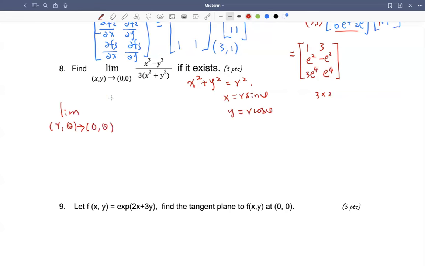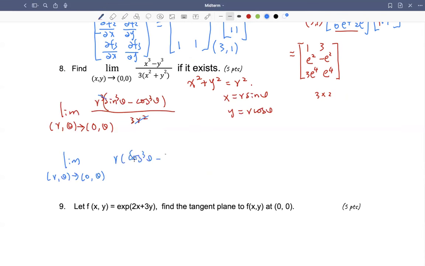So we have r cubed sine cubed theta minus, let's factor r cubed, minus cosine cubed theta in the numerator. And in the denominator, we just get 3r squared. Right? Now we can perform consolidation. So r cubed simplifies like this. So we get the limit as r approaches 0 of r times, sine cubed theta minus cosine cubed theta.